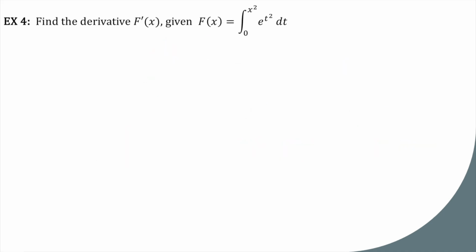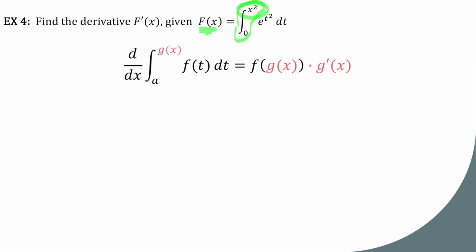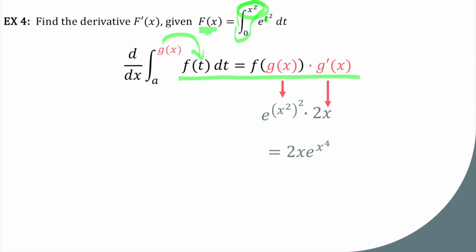So let's see how we would put that together. We're going to find the derivative of f of x. So we're finding the derivative of an antiderivative of e to the t squared. Because x squared is a function, we need to keep in mind this more general form of the fundamental theorem of calculus. So g of x is just going to get plugged in to the t part. So x squared just gets plugged in to the t part here. So we have e to the x squared squared. Then we multiply that times the derivative of x squared, which is 2x. And then you can clean it up.